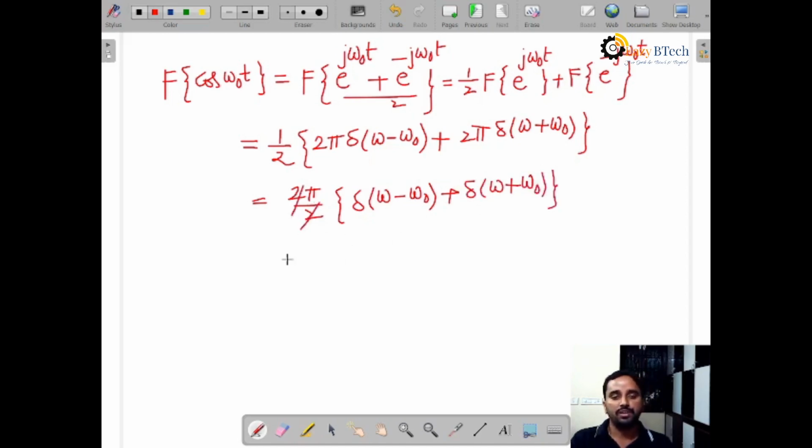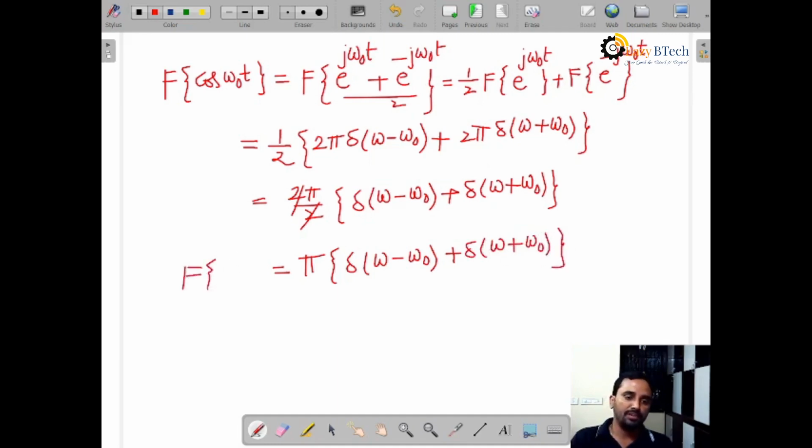Okay, so the 2 gets cancelled, and the remaining is the answer: pi times delta of omega minus omega naught plus delta of omega plus omega naught. So this is the Fourier transform of cos omega naught t.